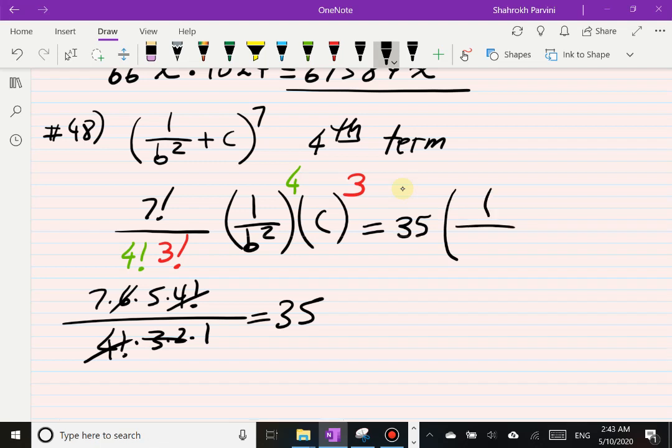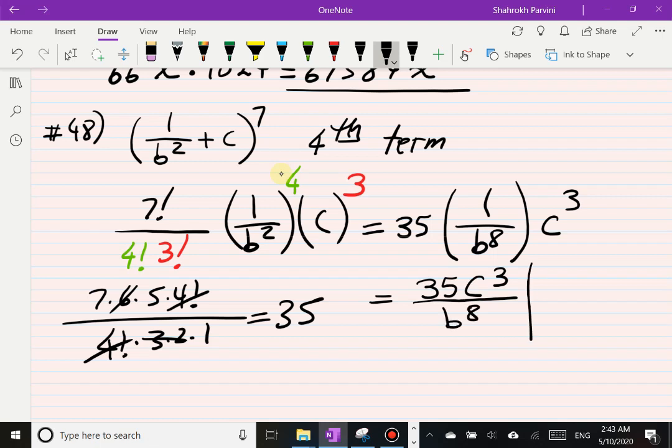1 over b squared to the 4th power. We're looking at this now. b squared to the 4th. That's b to the 8th. And then c cubed. Now putting it all together, the final answer is going to be 35 c cubed divided by b to the 8th. And that is the answer to exercise number 48. And with that, we are done with these exercises.